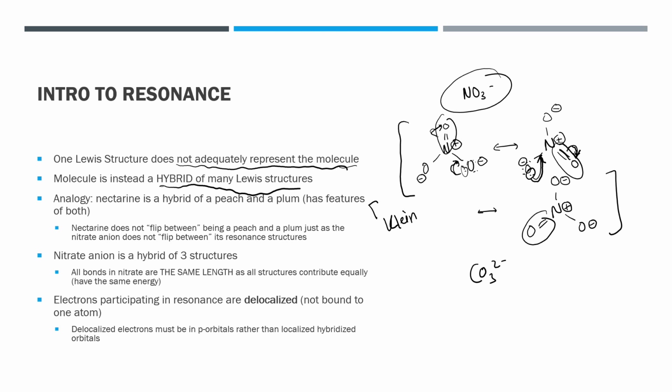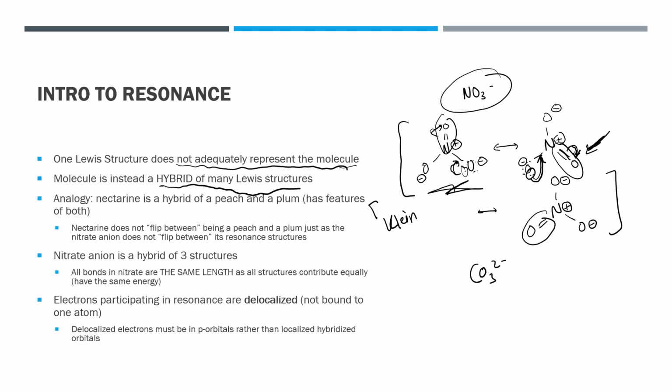It has features of both a peach and a plum. But it's not like a nectarine is flipping between being a peach and a plum, right? We have a nectarine, it's just a nectarine. It's not like 1 second it's a peach, the next second it's a plum. So just like that, with our nitrate anion, it's not like 1 second it's this Lewis structure, the next second it's that Lewis structure, right? It's a hybrid of all these Lewis structures. So that's something to keep in mind when you're thinking about what resonance structures actually are.